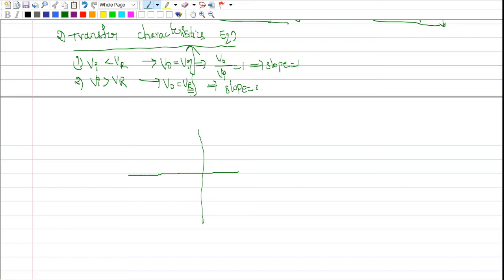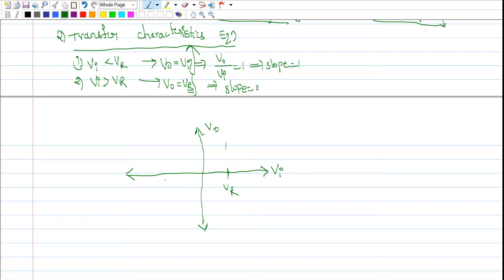So you can draw the transfer characteristic curve between input voltage and output voltage. This is the reference voltage here, positive biasing. In the first condition, Vi is less than VR.